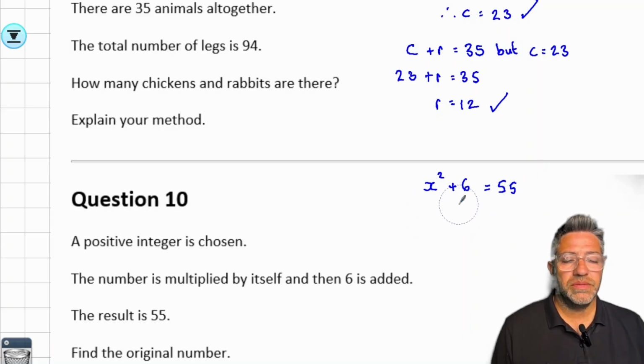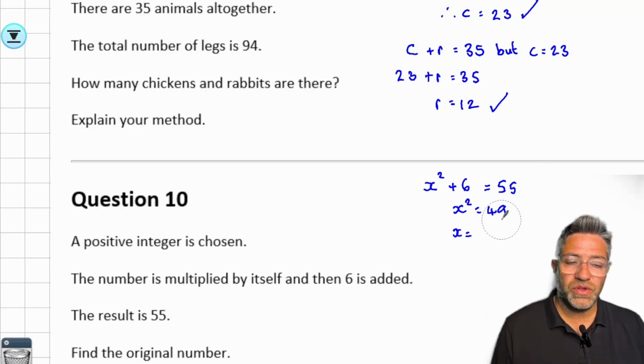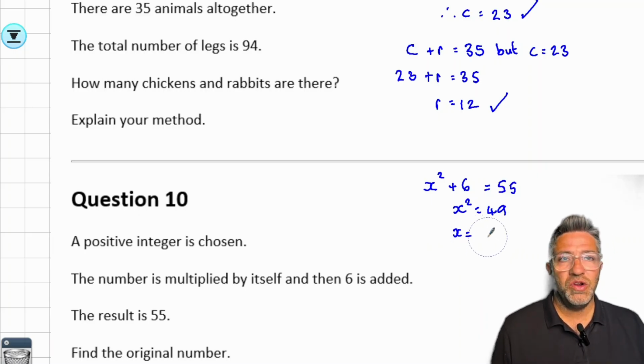Find the original number. Well, with simple rearranging, x squared equals 49. The opposite or the inverse of x squared is square root. So we could say x equals the square root of 49. If you're one of those people looking for a grade 9, you can't simply say 7. The square root of 49 is plus or minus 7.